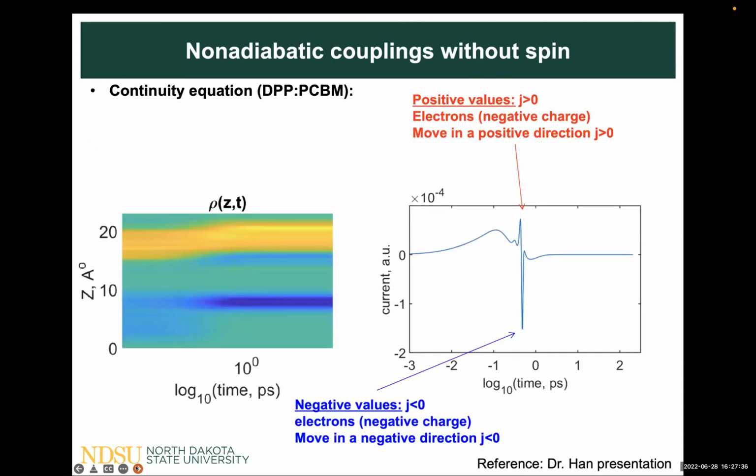Yeah, if we take a look at the left, the yellow color represents the electrons and blue represents the holes. Based on the continuity equation for DPP PCBM, we can have the current density as in the right figure. Here, the positive value means the electrons move in the positive direction, and the negative value means the electrons move in the negative direction.